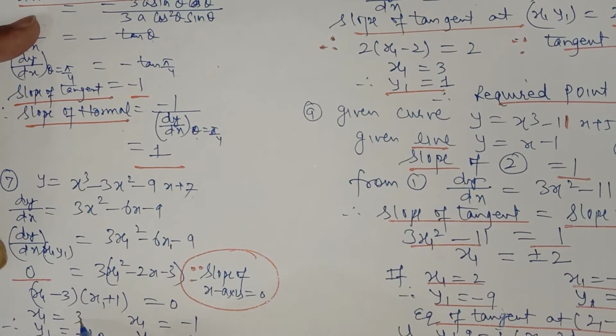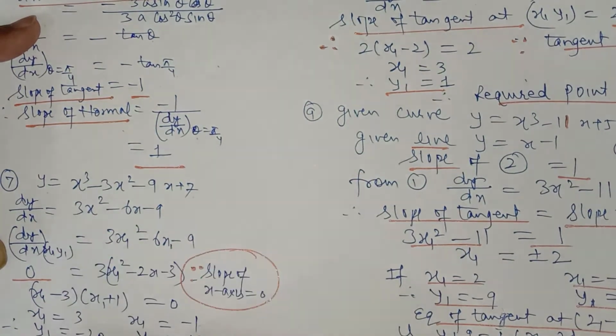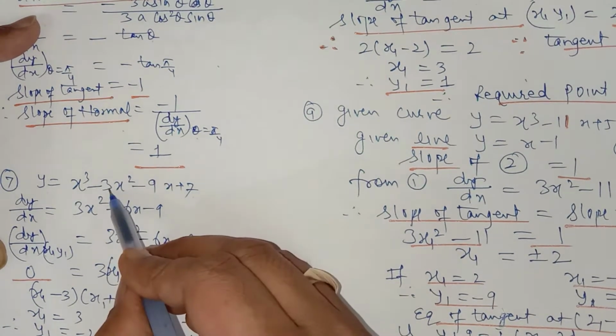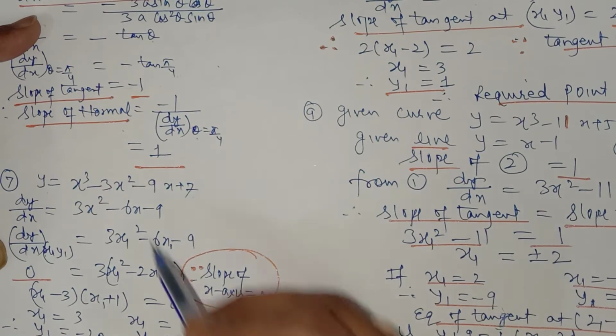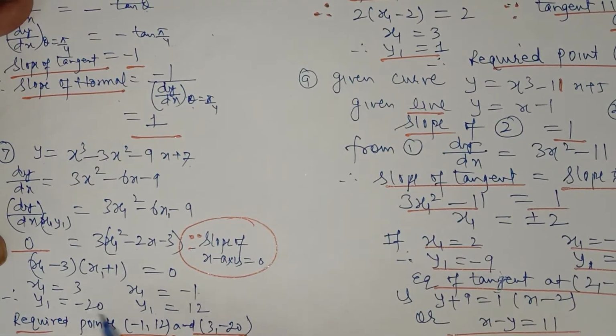When you replace x by 3 and x by minus 1 in the original curve, you will get the value of y, which we denote y1, because you have to find the points. When you replace x by 3 here, you will get y1, and when you replace x by minus 1 here, you will get this y1. So the required points are (3, minus 20) and (minus 1, 12).